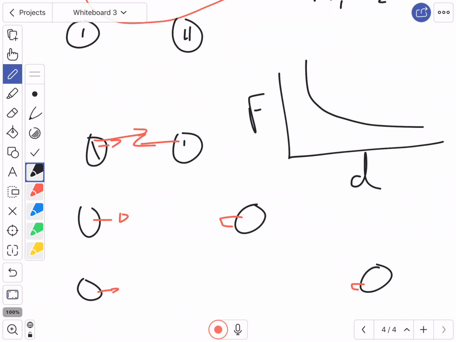So what we can't do with this is use the equation y equals mx plus b, because this is just for a straight line, right? So what we're going to do today, and I don't think we've really done this yet this year, is we're going to linearize this graph.